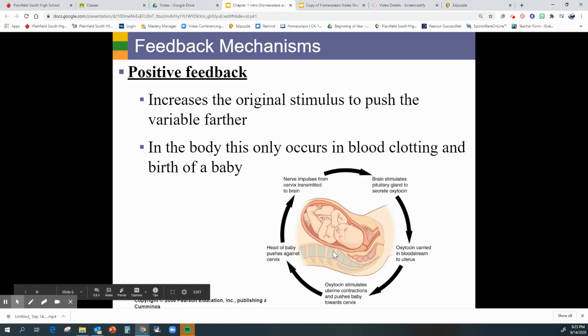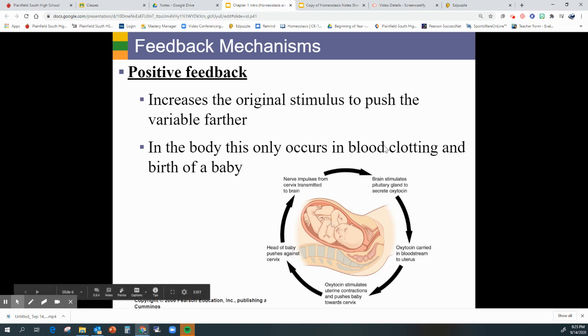If this were a negative feedback system, the baby would initiate childbirth, the mother's body would stop it. The baby would initiate it, the mother's body would stop it. And honestly, that's sometimes the reason why we see some issues during childbirth, is because the mother's body is trying to put it back to normal. And sometimes we have to give drugs or other types of interventions to continue this process, because the mother's body can't push this fast enough to get childbirth to happen quick enough.